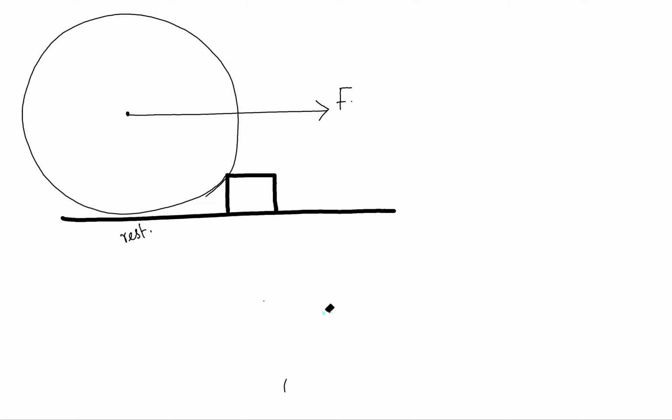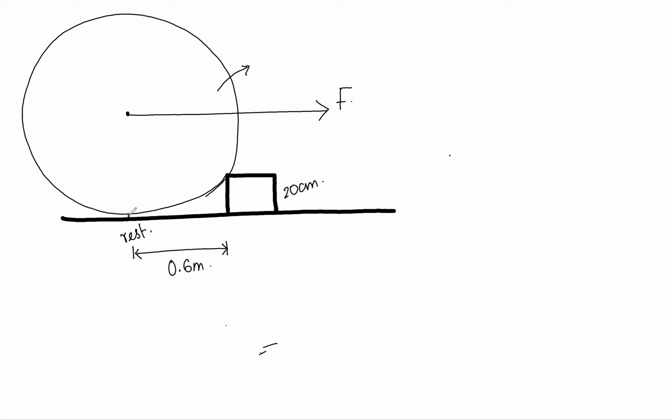So what is going to happen when you pull the wheel horizontally with the force F? This wheel is going to turn up. It's going to go over this block. The height of this block is around 20 centimeters. This distance is equal to 0.6 meters.